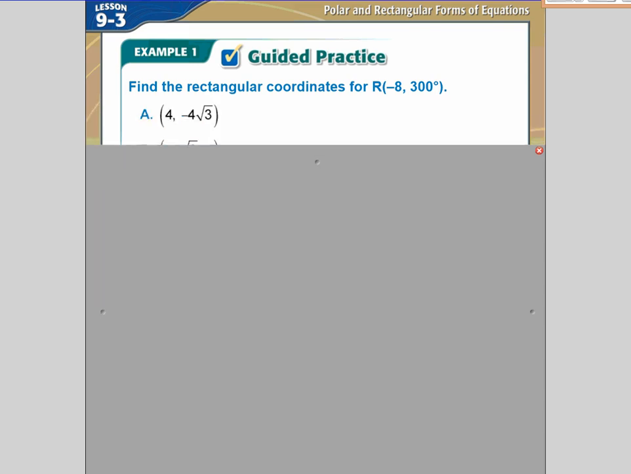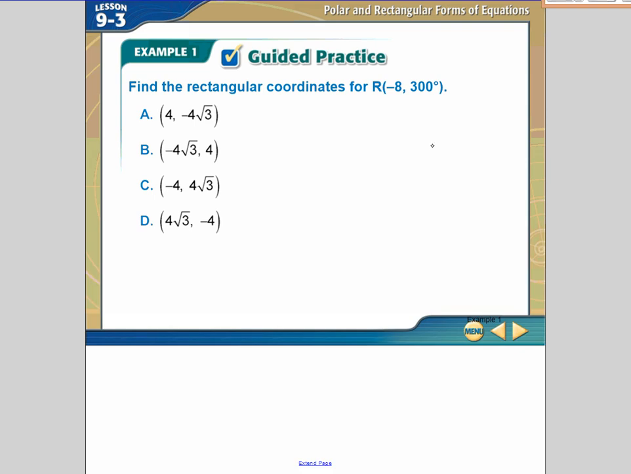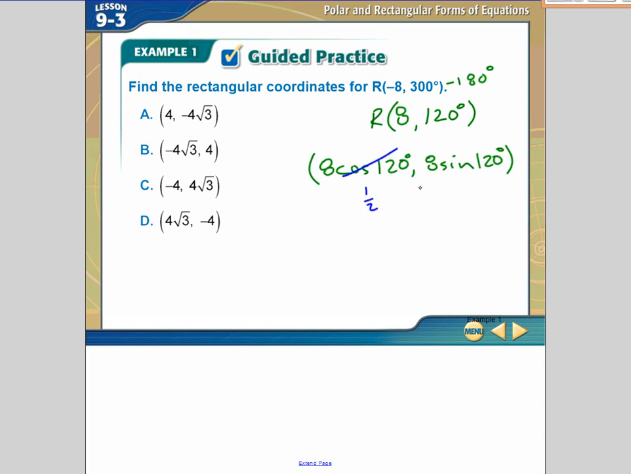Okay, so the first thing I will do, let me take this away. The first thing is I don't like having a negative radius, so remember, you can just make the radius positive, but you just have to add or subtract 180 degrees. I'm going to subtract 180 to flip it. So when I do that, I get 120. So I'm looking for 8 times the cosine of 120 and 8 times the sine of 120. Now we just did 120 degrees a second ago. We know that this right here is the same thing as 1/2, and this right here is the same thing as the square root of 3 over 2.